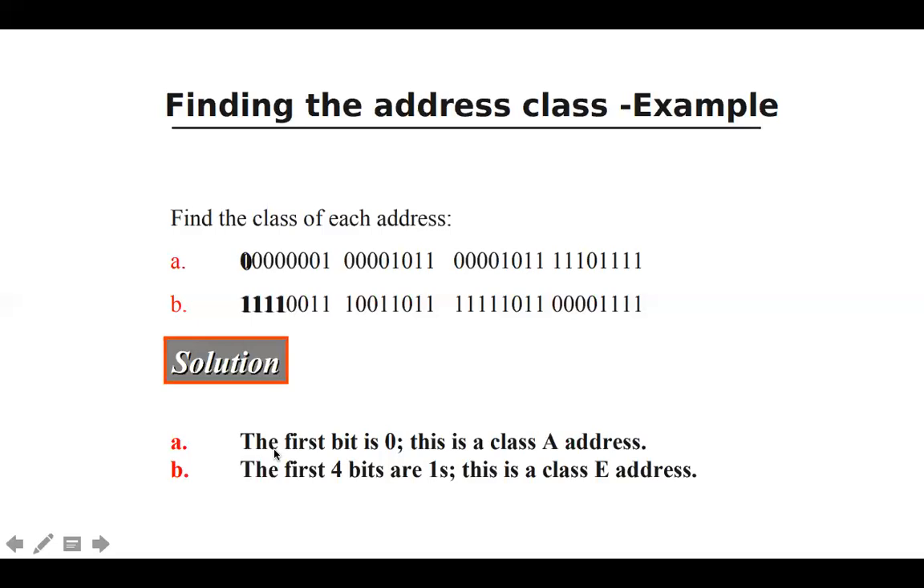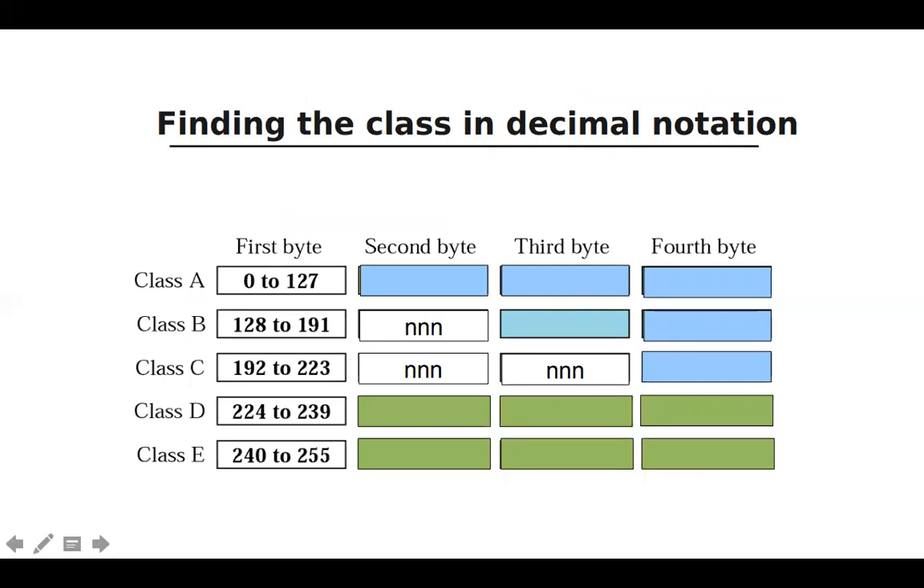So that's why for question A, the first bit is 0, so this is a class A address. For question B, the first 4 bits are 1s, so this is a class E address. So the previous example is how to find the class in binary notation.